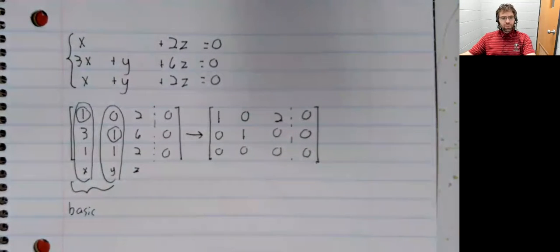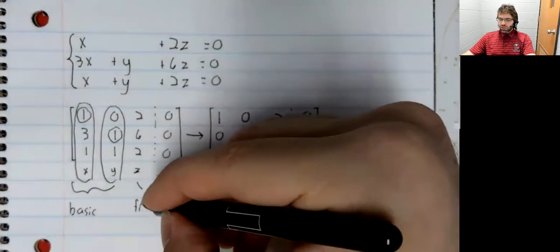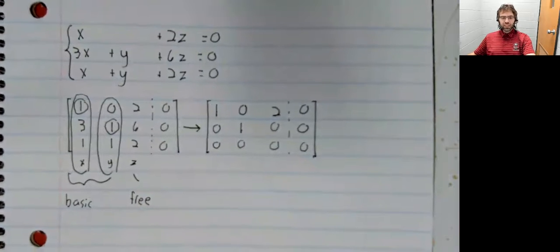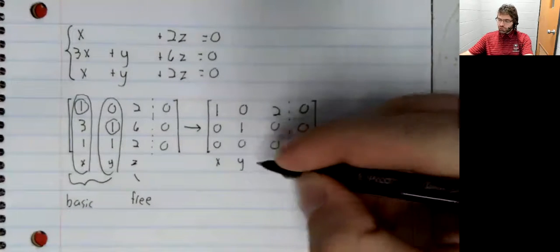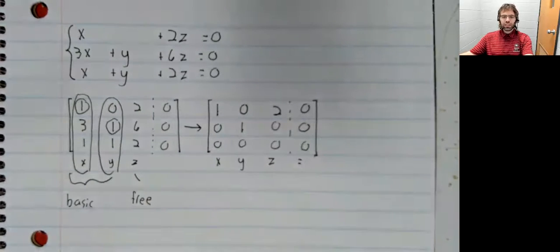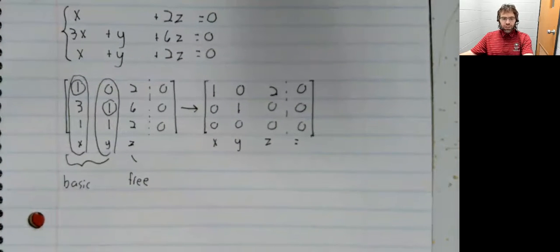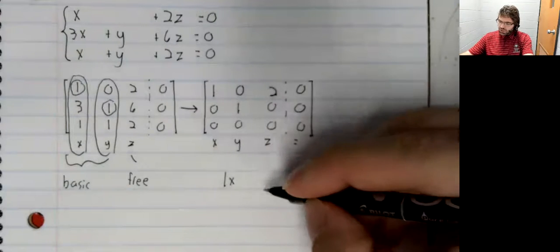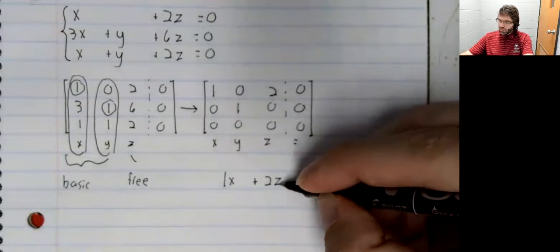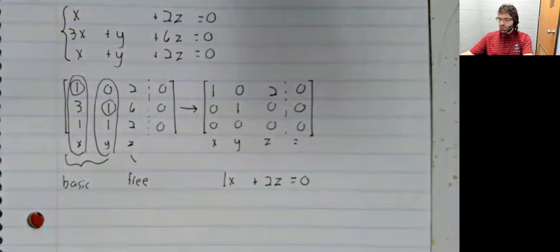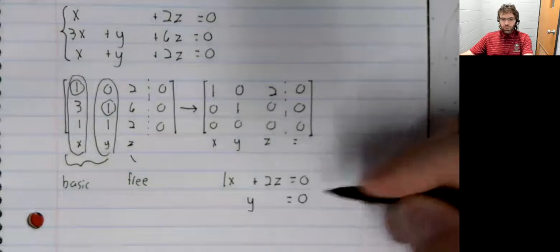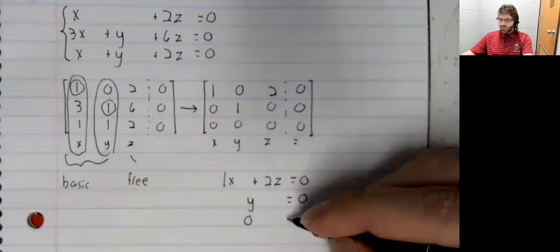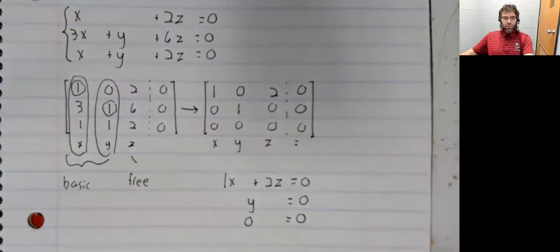These two variables are basic, but z does not. z is free. So there are infinitely many solutions. Each row of an augmented matrix corresponds to an equality. Let's look at these equalities. 1x plus 2z equals 0. 1y equals 0. And 0 equals 0.